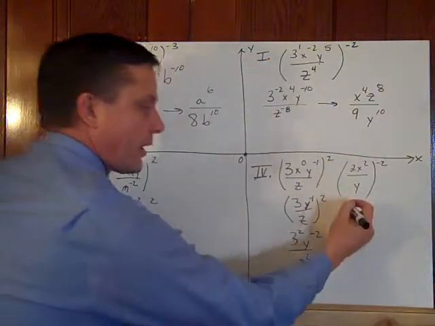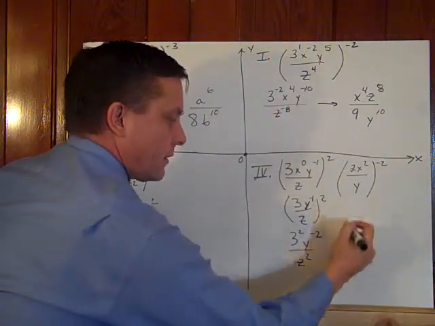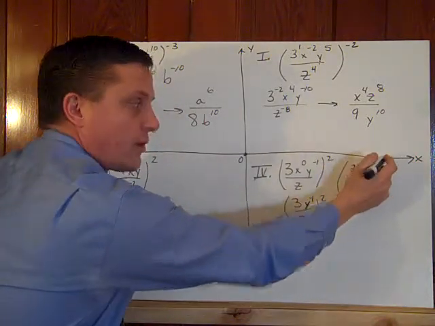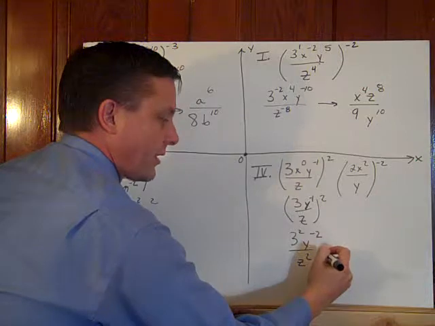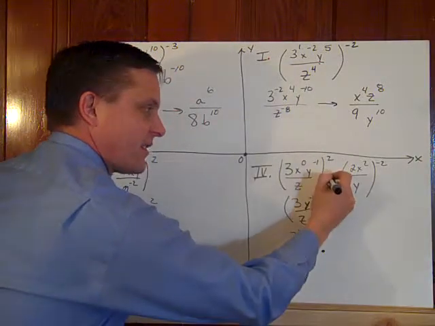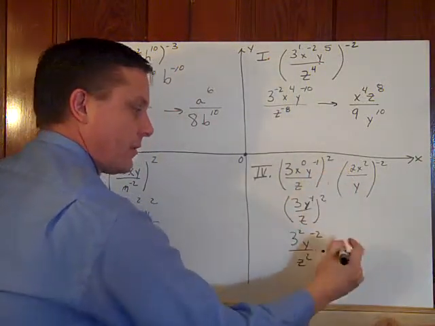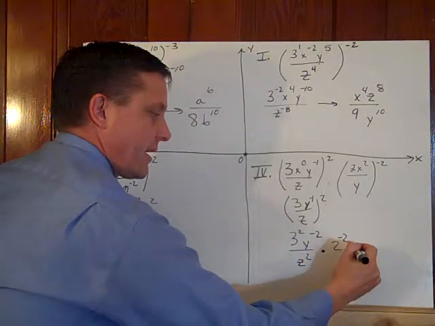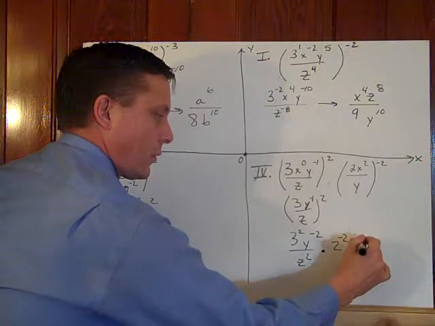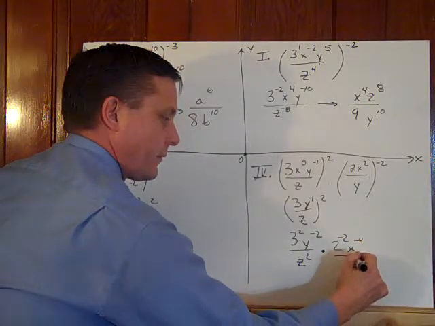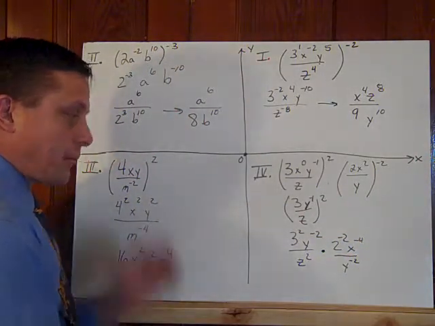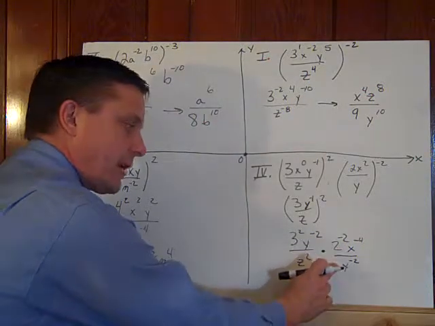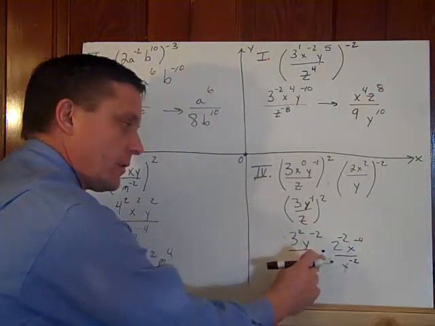On the next problem over here, I get 2, x squared, and y, 3 factors, all raised to the negative 2. And I'll write that right down here. And since nothing is shown, it's multiplication. 2 to the negative 2, x to the negative 4, y to the negative 2. All right, now I have to bring the 2 to the negative 2 down, y to the negative 2 up.